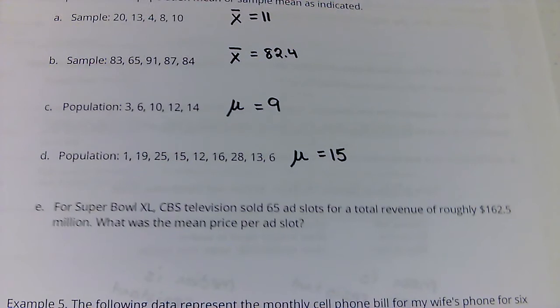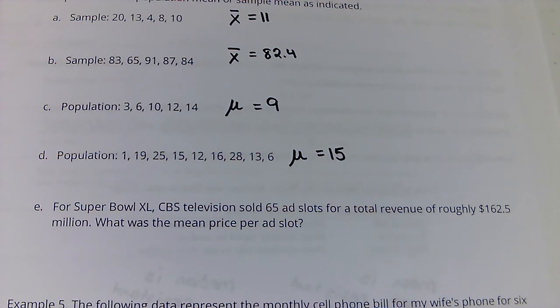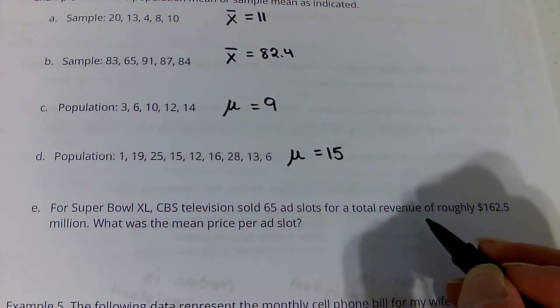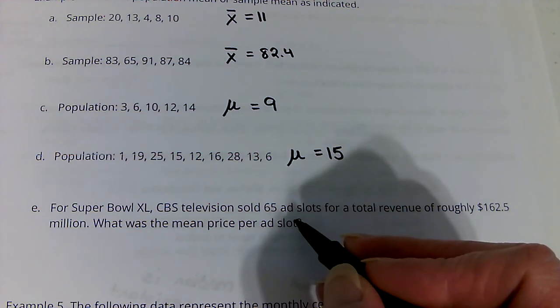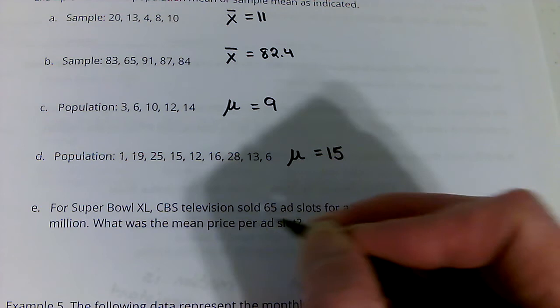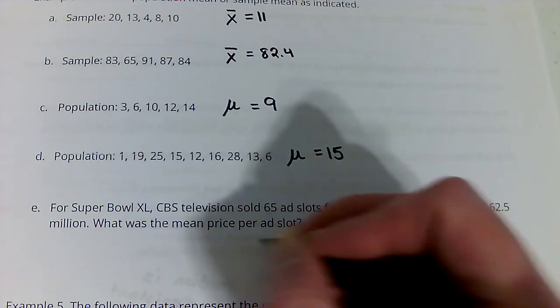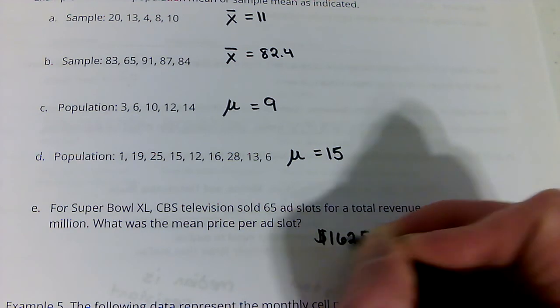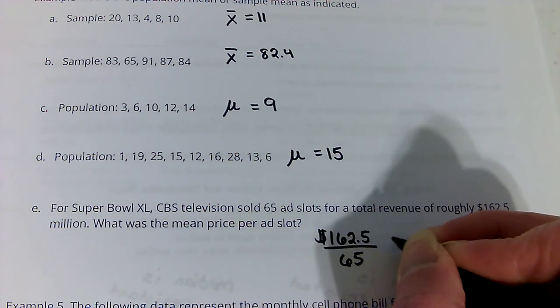All right. For Super Bowl, is that Super Bowl 40? CBS Television sold 65 ad slots for a total revenue of roughly $162.5 million. What was the mean price per ad slot? So since this is the total revenue, and this is the number of ads, the mean price per ad would be the price divided by the number of ads.